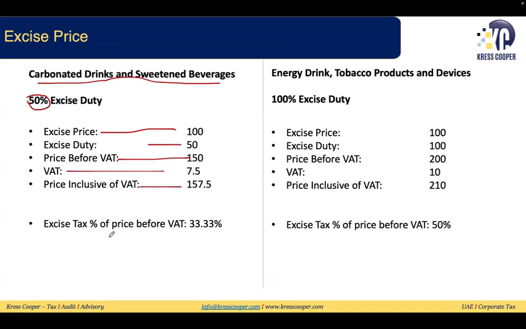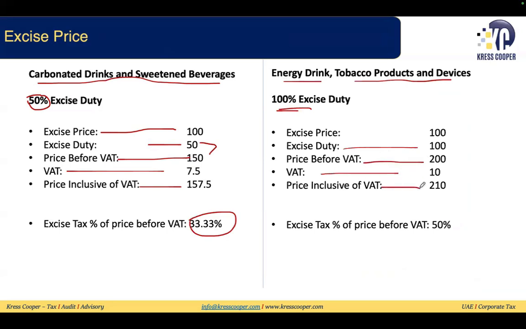Price inclusive of VAT is 157.5. Now, how much is the excise tax as a percentage of the price before VAT? It is 33%. How have I calculated it? 50 divided by 150. In the same way, for energy drinks, tobacco products and devices, the excise duty is 100%. Price is 100, excise duty is 100, price before VAT is 200, VAT will be 10, price inclusive of VAT 210. The excise tax percentage of the price before VAT is 50%, calculated as 100 divided by 200.